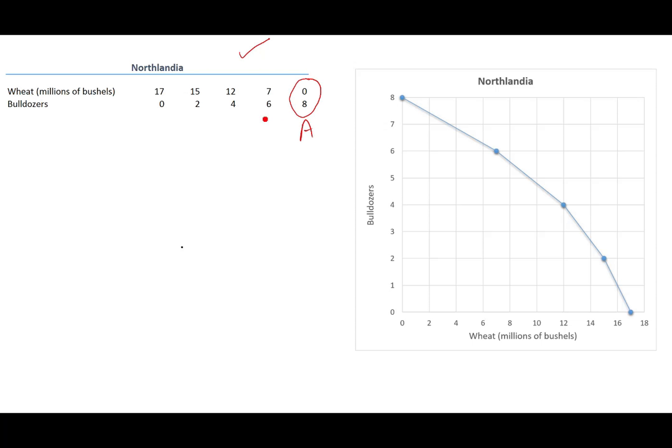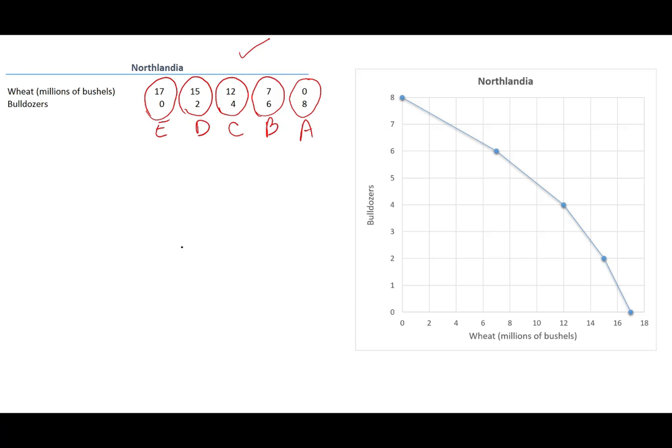If they chose to do with 2 less bulldozers and produce 6, they would have enough resources to produce 7 million bushels of wheat. We'll call that production point B. If they give up 2 more bulldozers, they can produce 12 million bushels of wheat. Giving up 2 more bulldozers will get them 15 million bushels of wheat. And finally, if they want to use all of their resources toward wheat, they can't get any bulldozers, but they can produce 17 million bushels of wheat.